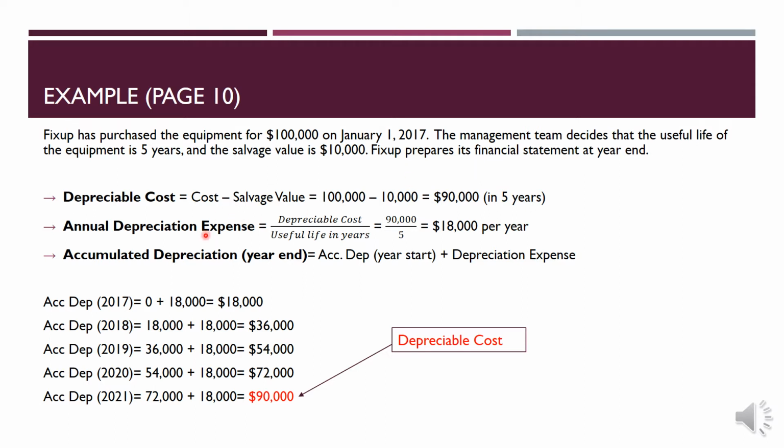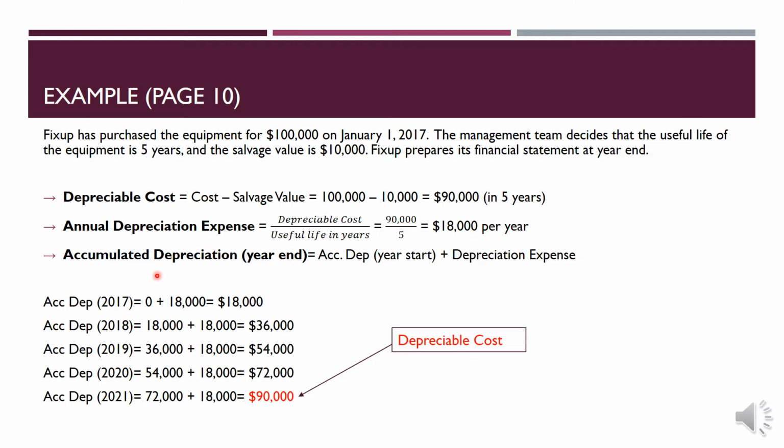Here we come to the annual depreciation expense. So the total amount that will be depreciated is $90,000, and we are going to distribute it to the number of years that this plant asset will be used, and in this exercise it's 5 years. So 90,000 divided by 5, it's 18,000 per year.